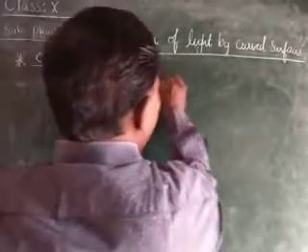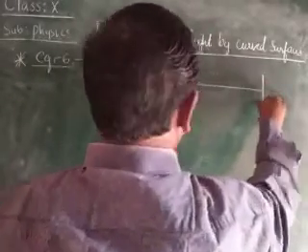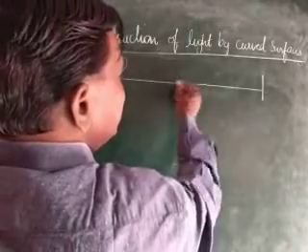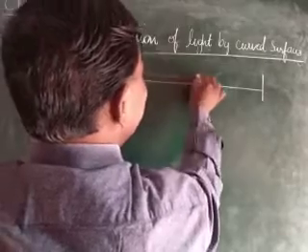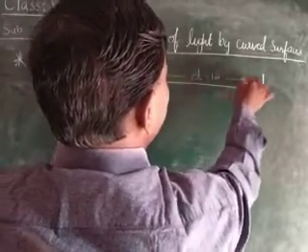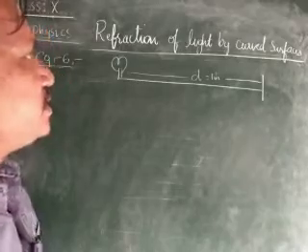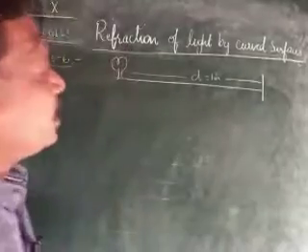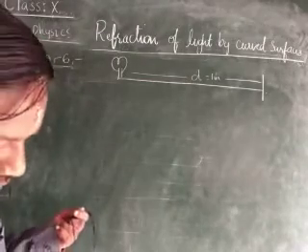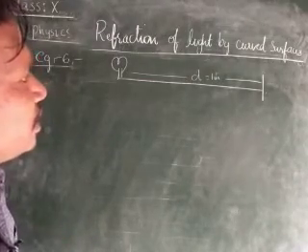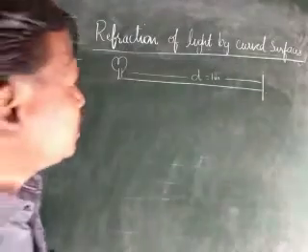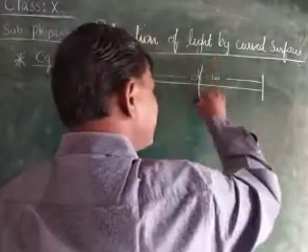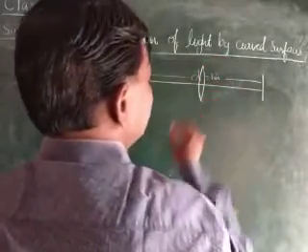Here a lamp is placed, a screen is placed over here, and he is asking at what position. Here the total distance between the lamp and the screen is 1 meter, children. Okay, it is 1 meter. And here he is asking where the convex lens should be placed in order to get the sharp image.